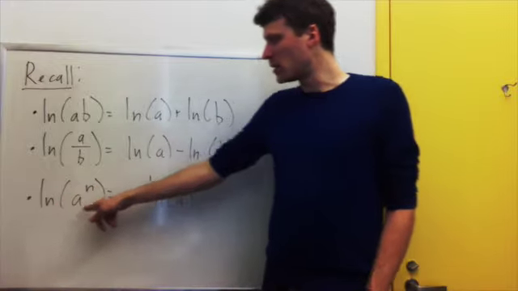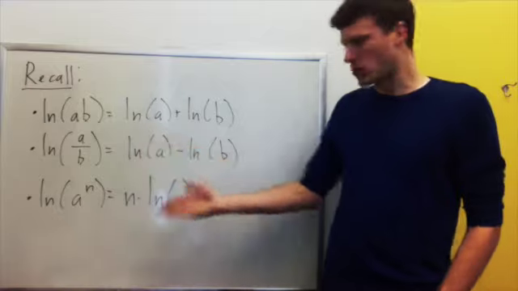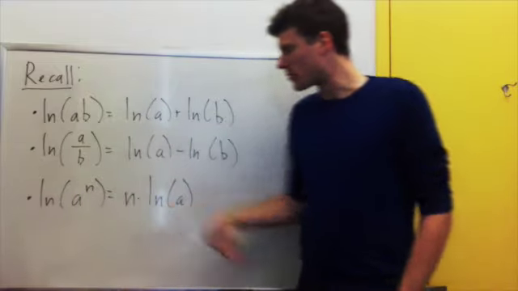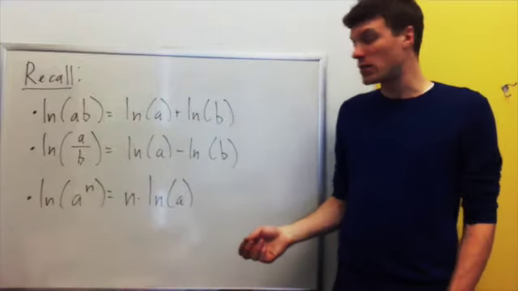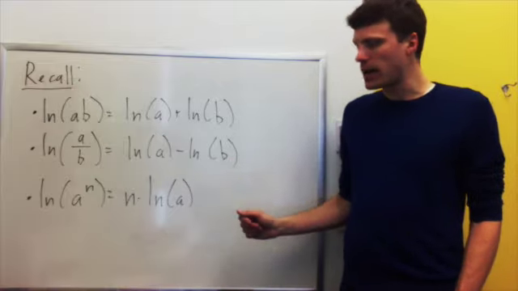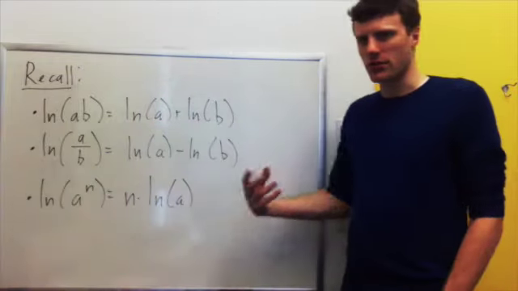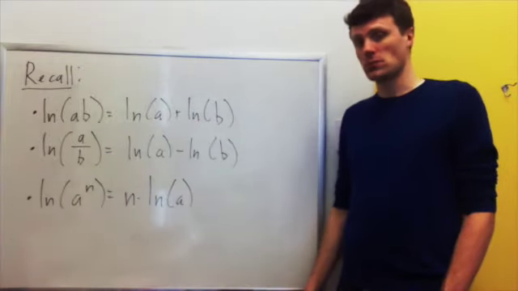Finally, when I take the logarithm of a power of a number, or an expression or whatever, I can bring the power out in front. So it turns exponentiation into multiplication. So here the log of a to the n is n times log of a. I think of that as bringing the power out in front. That's kind of how I describe it to myself. Okay.